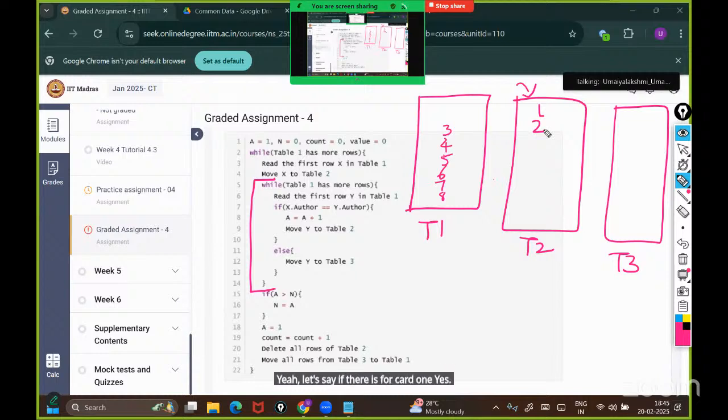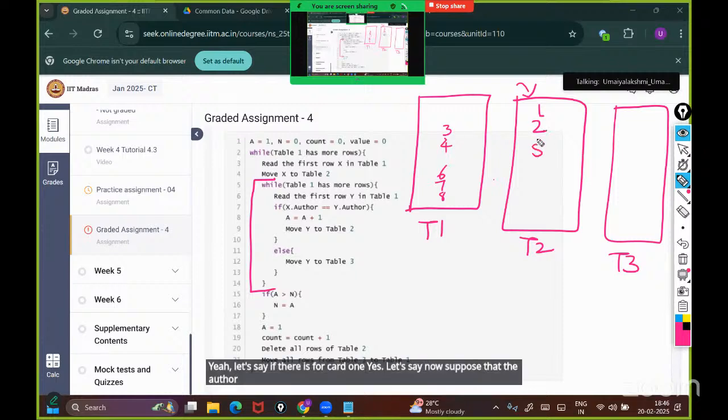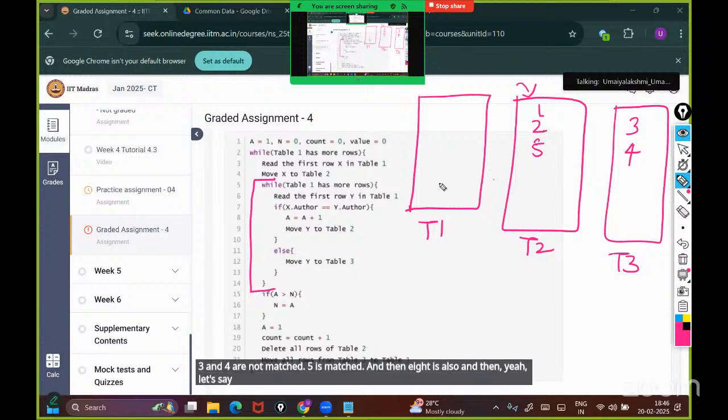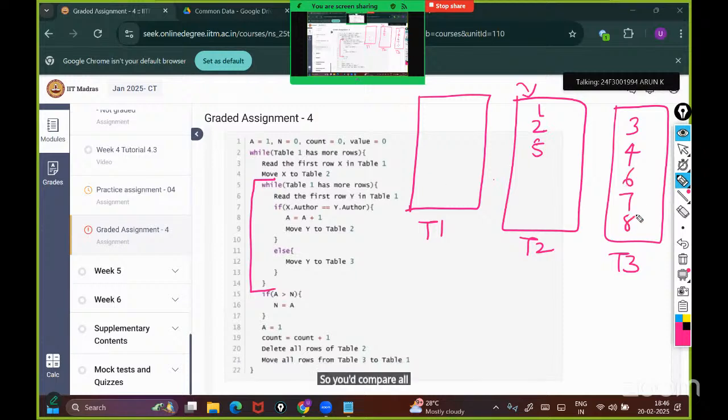Say now that the author has written the fifth also the same. 3 and 4 are not matched, 5 is matched, and then 8 is also, and let's say all the others are not matched. So it compares all the cards, and only then it will come out of the loop, until table 1 is empty. So table 2 contains all the books from the same author.